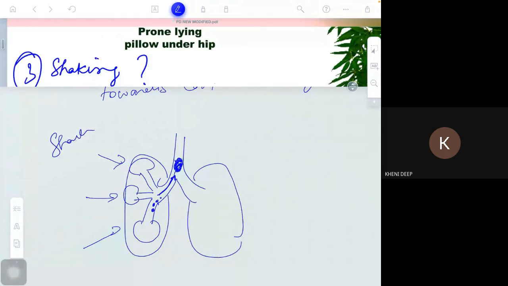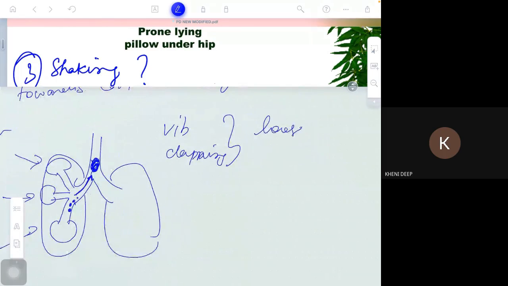Clear? Suppose if the patient, okay, what is vibration and clapping? Vibration and clapping, they loosen the secretions. Shaking, it mobilizes the secretion.